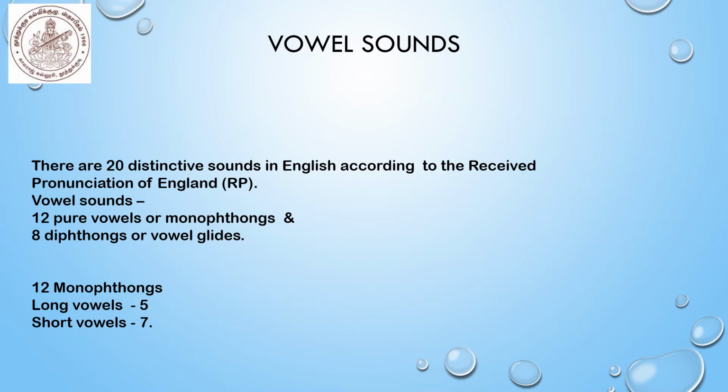For example, when we say E, it is only E. The sound does not move on to another sound. But when we say fear, two sounds are there which come continuously, and so that is the diphthong. It is not a pure vowel. This is how we differentiate between a monophthong and a diphthong.